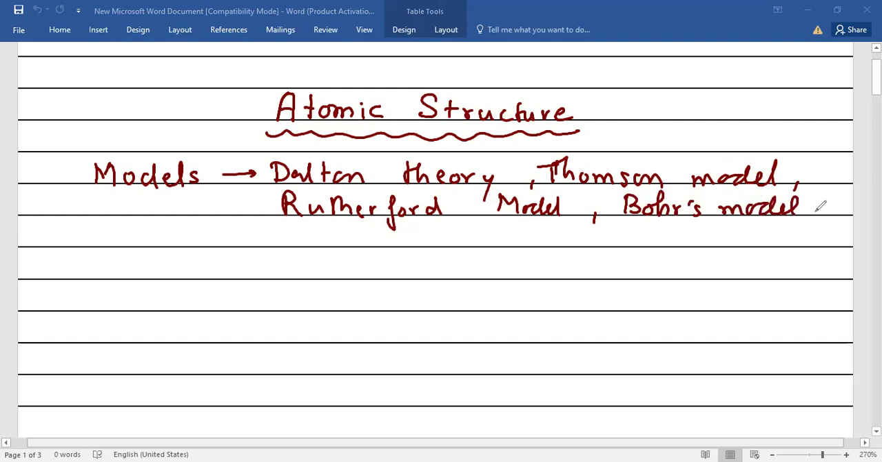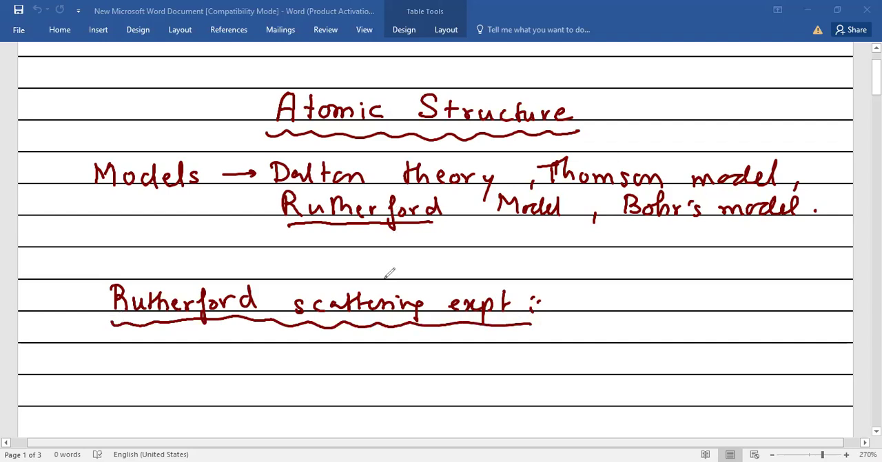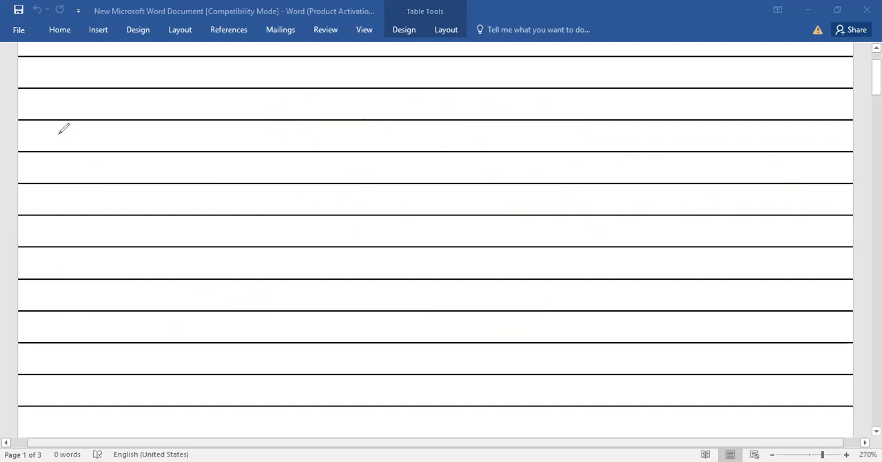Now, for the Rutherford model, important is Rutherford scattering. So if you look into the Rutherford scattering experiment, you know what has been done. This we will discuss quickly because there are some graphs, some relations, some numerical formulas which are required for problem solving. So in the Rutherford scattering experiment, let me draw like this.